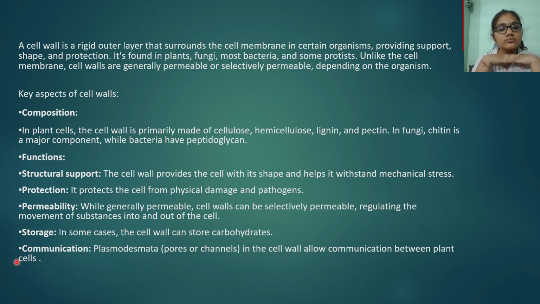Then permeability. While generally permeable, cell walls can be selectively permeable, regulating the movement of substances into and out of the cell. अगर generally वो permeable है तो cell walls कैसे हो जाएंगे हमारे? Selectively permeable. So what will they do? They will regulate the movement of substances into and out of the cell.